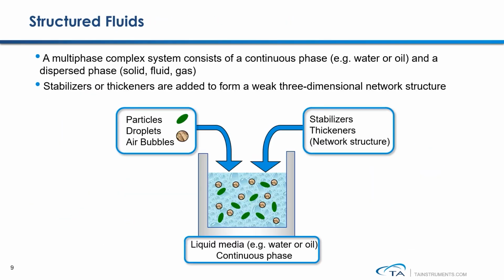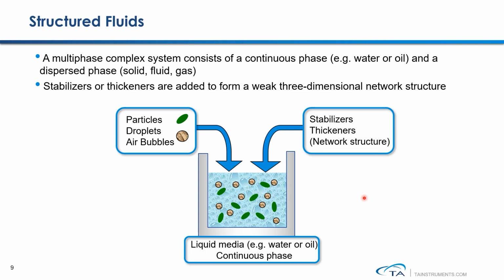Now, let's move on to test something more complicated, a multiple phase complex system. This kind of sample consists of a continuous phase, such as water or oil, and a dispersed phase, things like a solid particle, oil droplets, or air bubbles. In order to stabilize the dispersed phase and prevent phase separation, you need to add a third component to the system. The third component is kind of like a stabilizer or some associative thickeners.